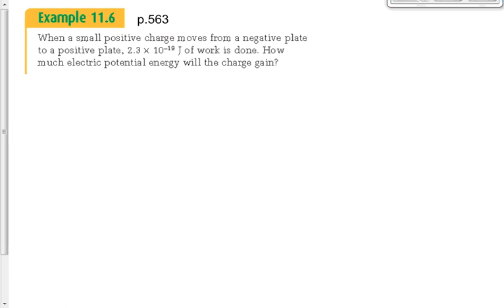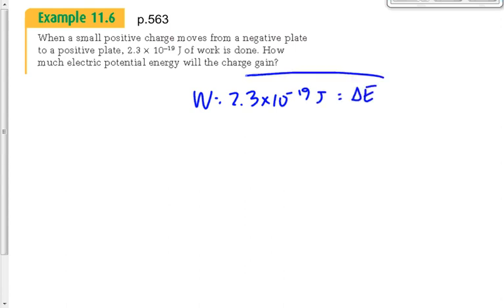When a small positive charge moves from a negative plate to a positive, this much work is done. How much potential energy will it gain? Well, if the work is 2.3 times 10 to the minus 19 joules, then so is the change in energy, the energy that's gained. It's the same thing. I'm not sure why they give us 2 there. I put them both up there because they give us both of them, but in the end, I think if you can do one, you can do them all.